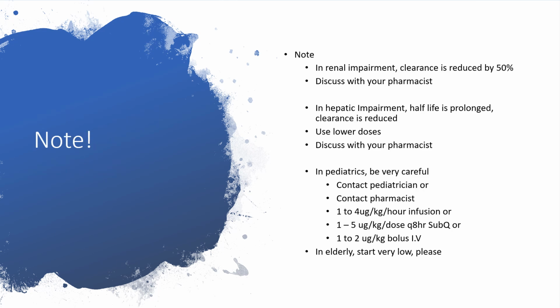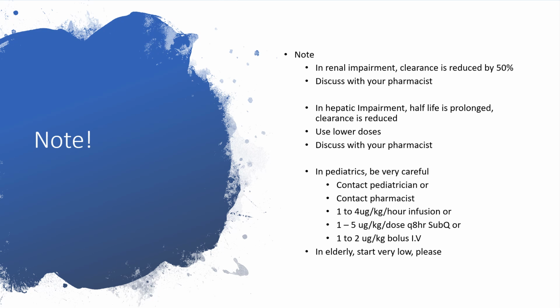Note this, in renal impairment, clearance is reduced by 50%. So discuss with your pharmacist or else you might be double dosing. In hepatic impairment, the half-life is prolonged, clearance is reduced, and you are forced to use lower doses. Also discuss with your pharmacist.